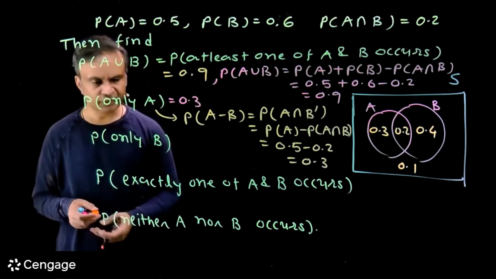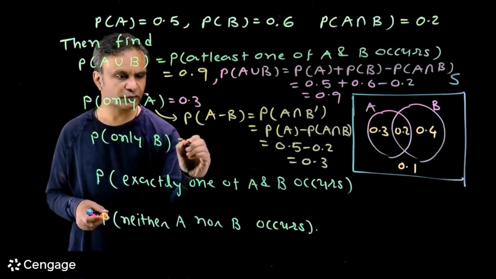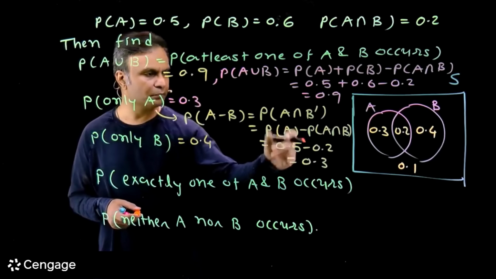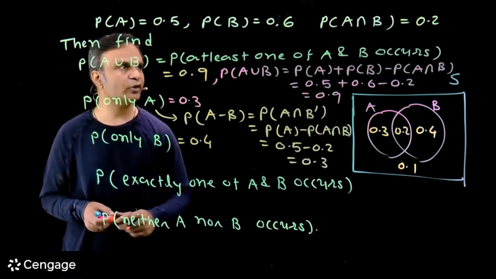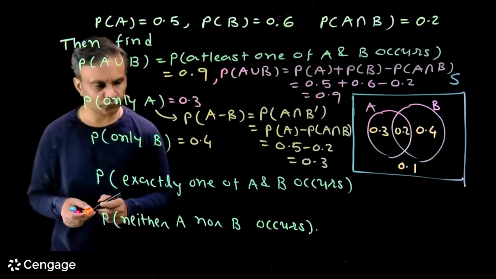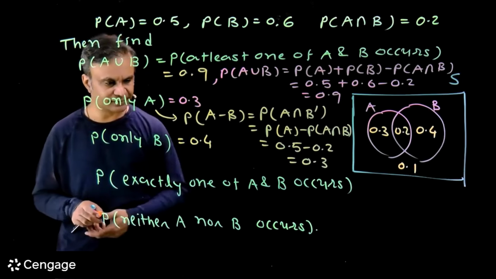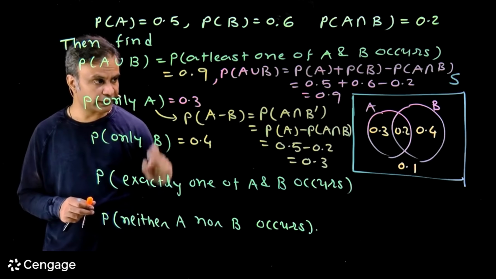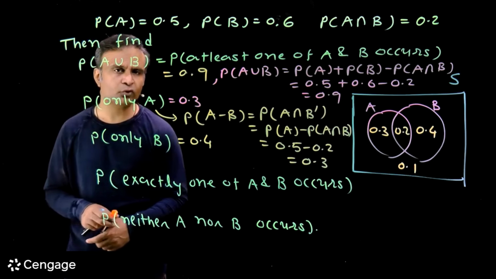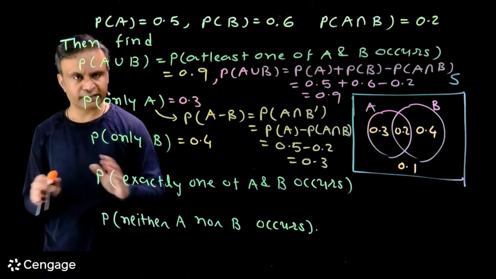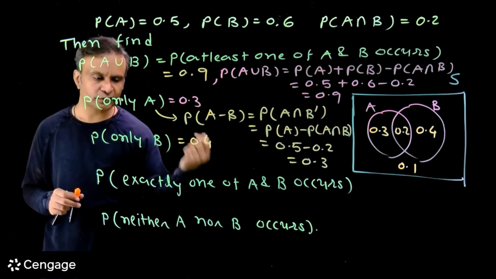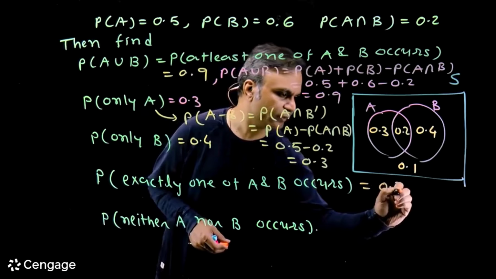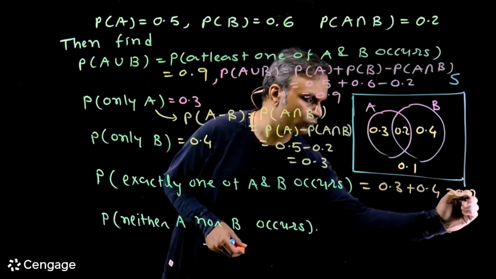Similarly, we can find probability of only B. This is equal to 0.4 from the Venn diagram. This is equal to probability of event B minus probability of event A intersection B. So we have 0.6 minus 0.2 is equal to 0.4. Now probability of this event, exactly one of A and B occurs. Exactly one of A and B occurs means either only A occurs or only B occurs. Simultaneously both A and B are not occurring. A and B एक साथ नहीं हो रहे, यहाँ तो सिर्फ A हो रहा है, यहाँ तो सिर्फ B हो रहा है, ठीक है? This is equal to, from the Venn diagram, 0.3 plus 0.4. This is equal to 0.7.